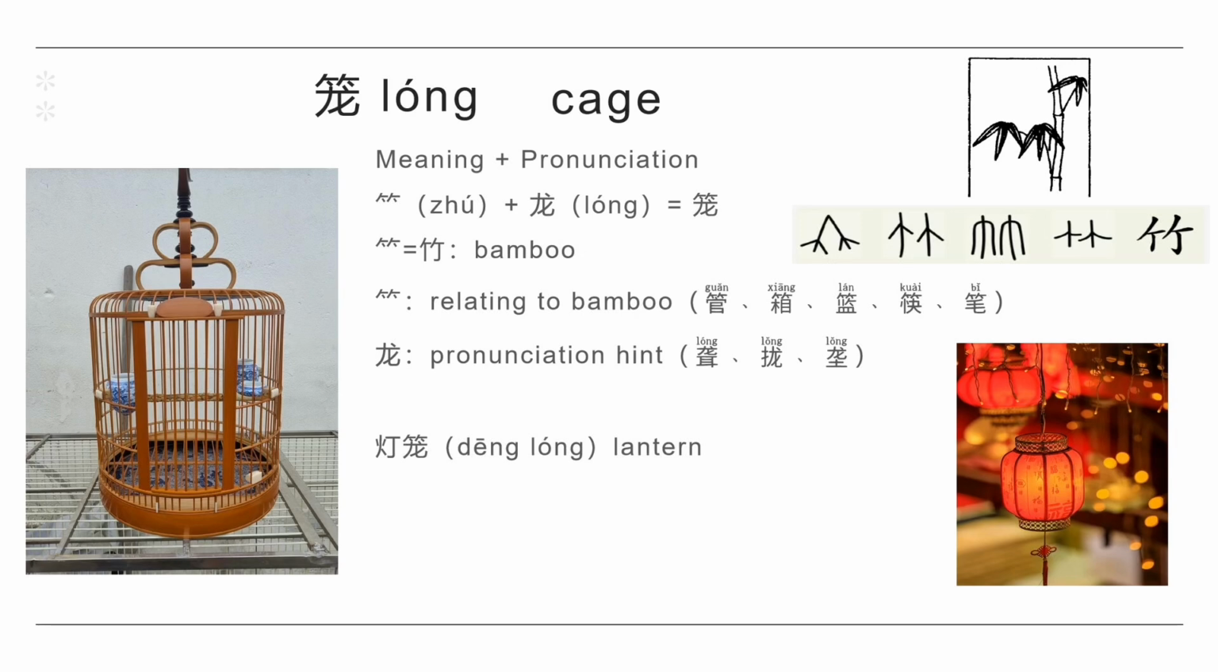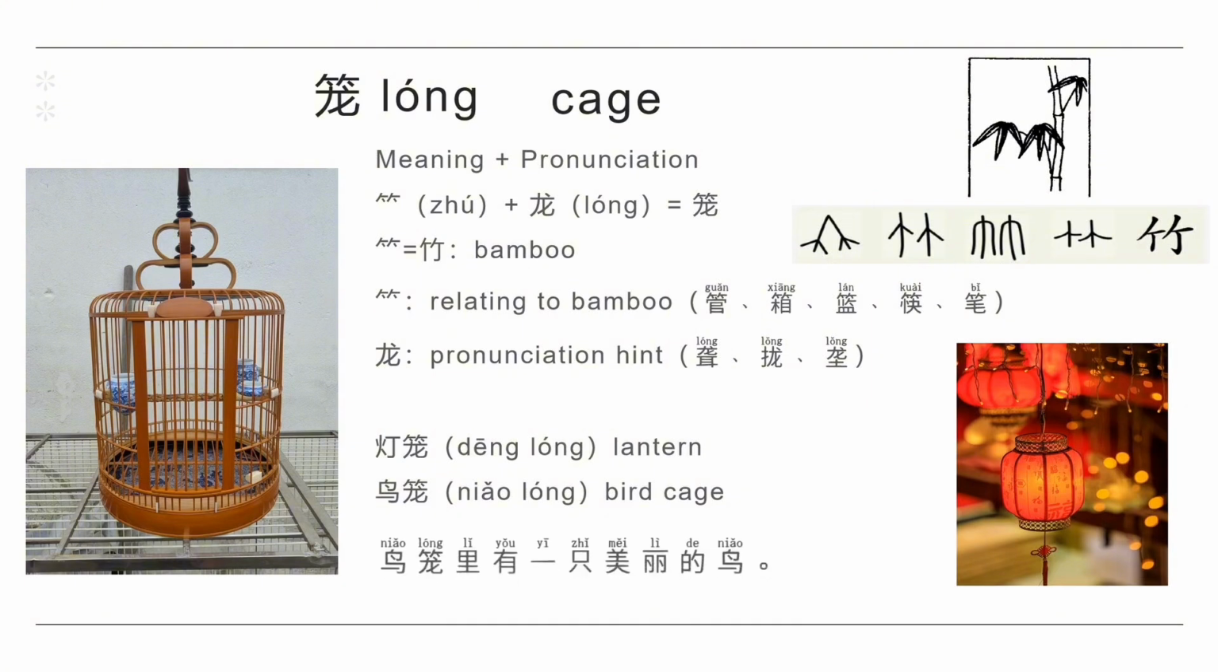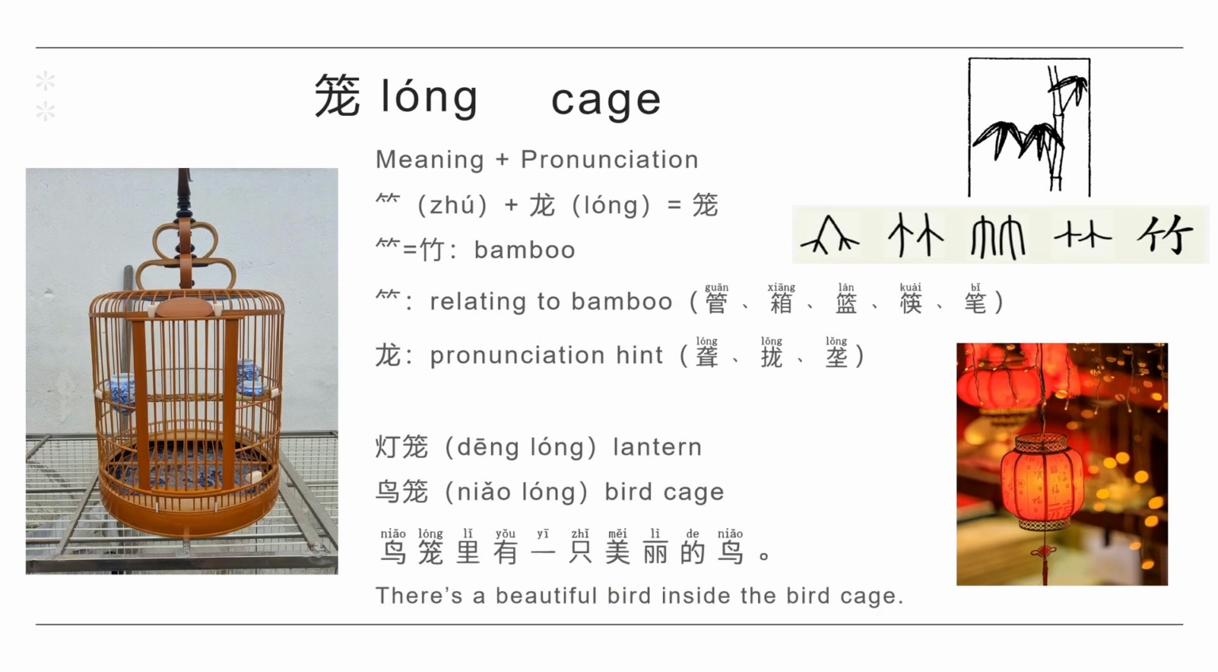灯笼 lantern, 灯 light, 笼 cage. 鸟笼 bird cage. 鸟笼里有一只美丽的鸟。There's a beautiful bird inside the cage. 鸟笼, 笼: bamboo plus 龙.